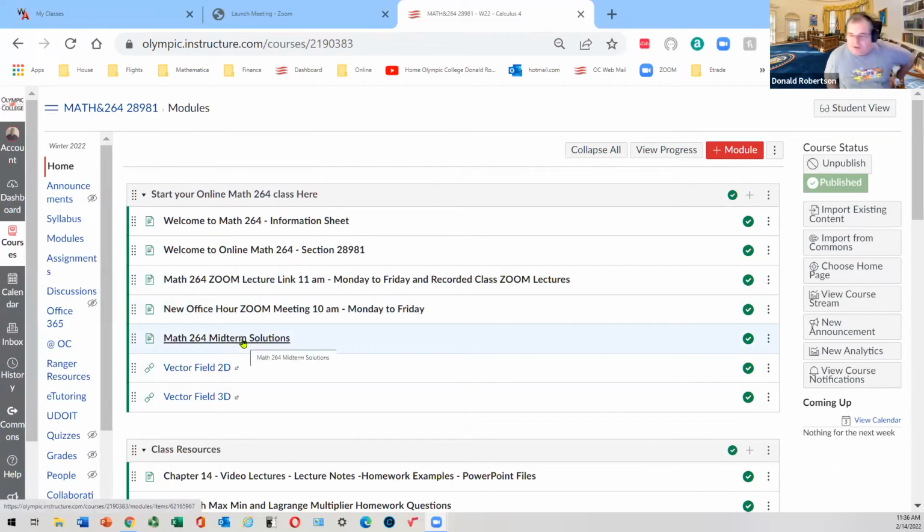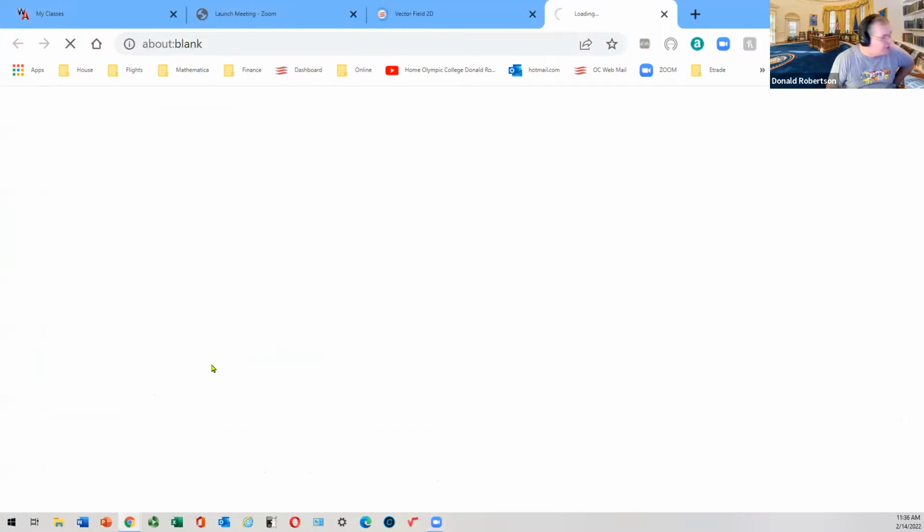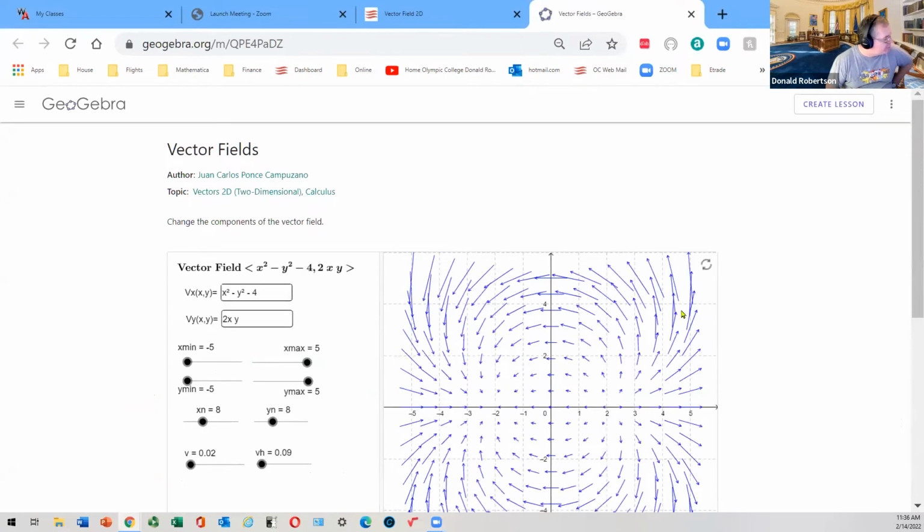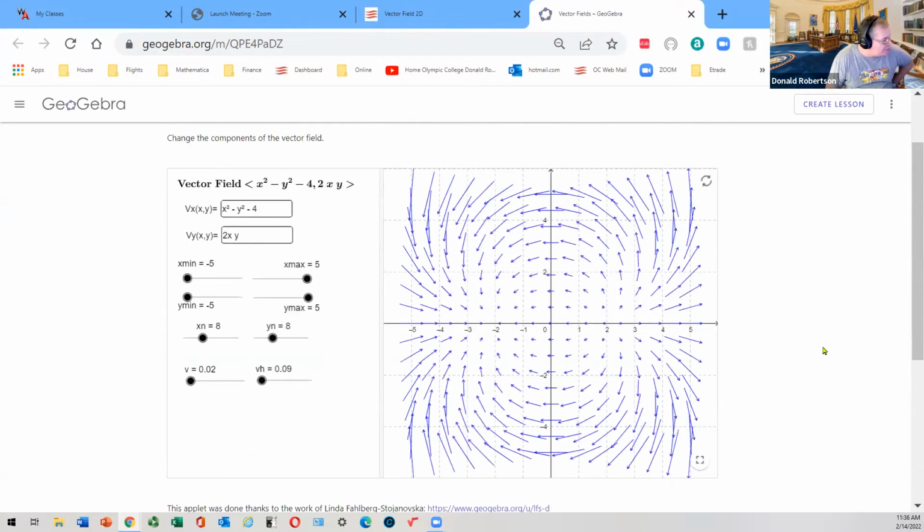There's the solutions to the midterm. And here is a vector field in 2D. So let's do that one first and show you the kind of funny way that you do it. The vector field is basically described as the x component and the y component, and these x's and y's are the coordinates of the point. So what you're looking at here is a two-dimensional vector field that has the equation that the x component is x squared take away y squared minus 4, and that the y component is 2xy.